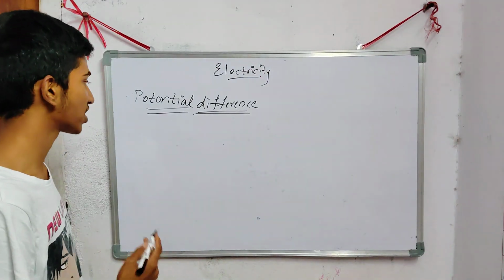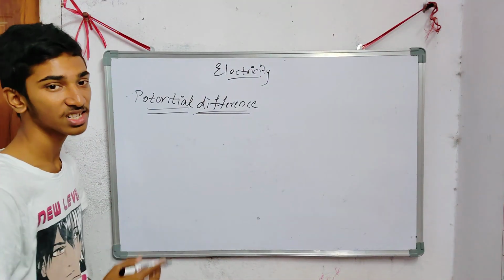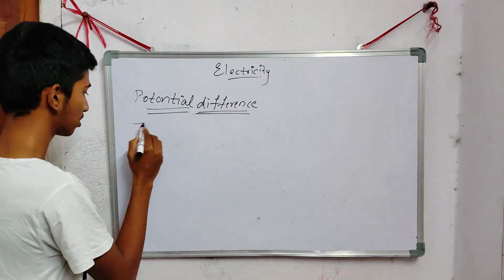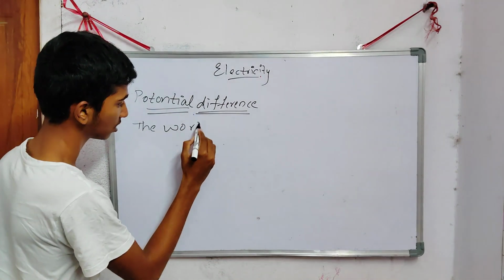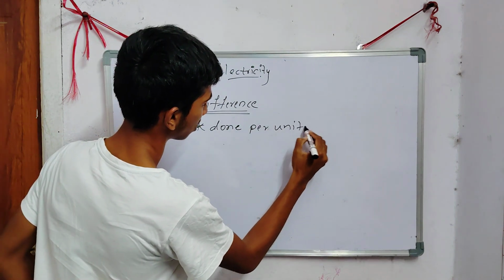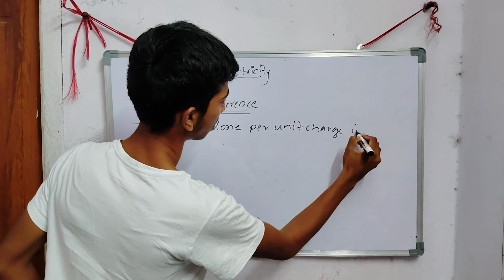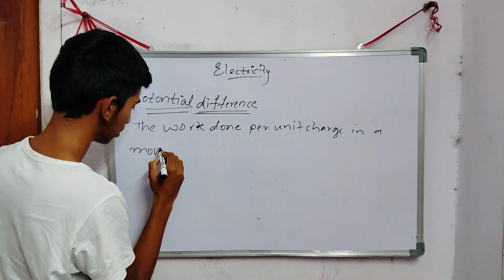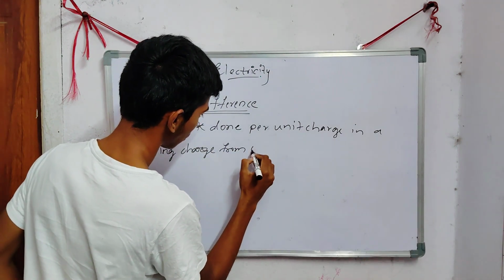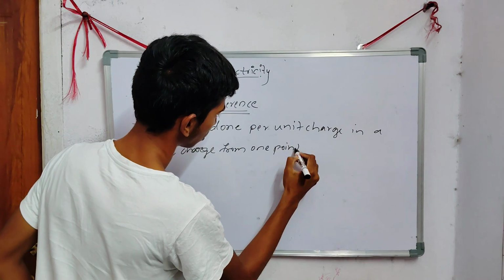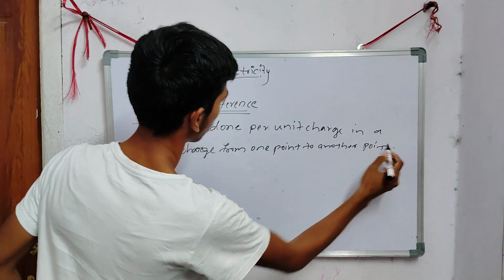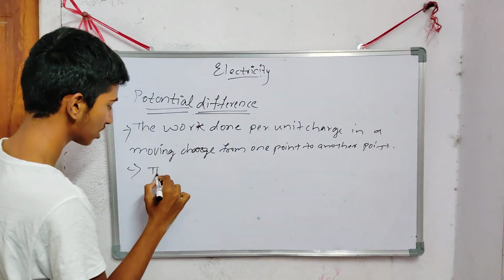The next topic is potential difference. The potential difference can be defined as the work done per unit charge in moving a charge from one point to another point. The SI unit of potential difference is the volt.